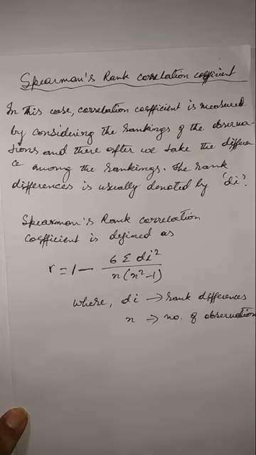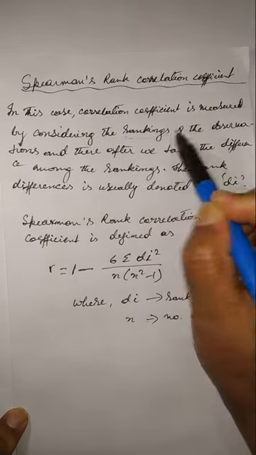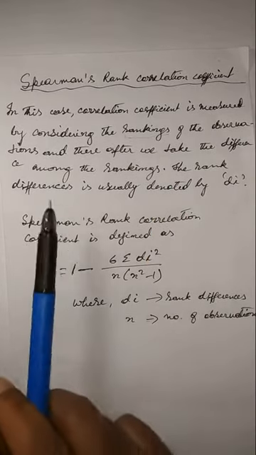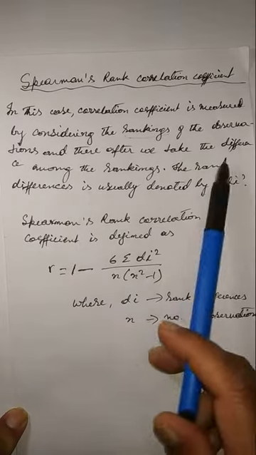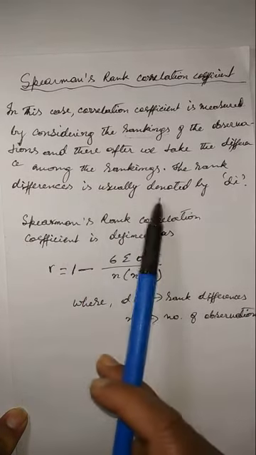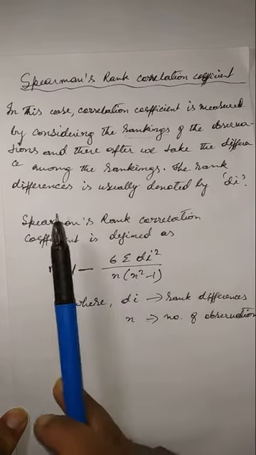So for today I will talk about Spearman's correlation coefficient. In this case, the correlation coefficient is measured by considering the rankings of the observations, and thereafter we take the difference among the rankings. The rank difference is usually denoted by di.